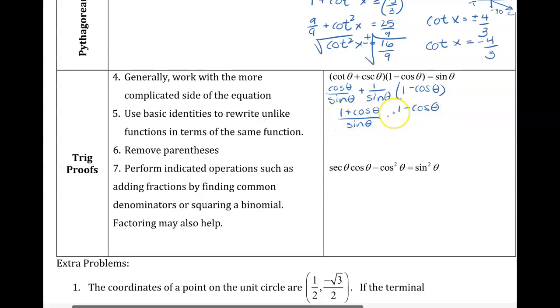And when we multiply two conjugates, we can use that shortcut of just multiplying the first terms and the last terms. So 1 times 1, we get a 1. Positive times negative, we get a negative. Cosine times cosine is cosine squared. I'll write that a little neater. Cosine squared of theta, all over sine of theta.